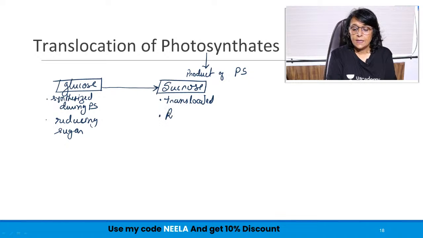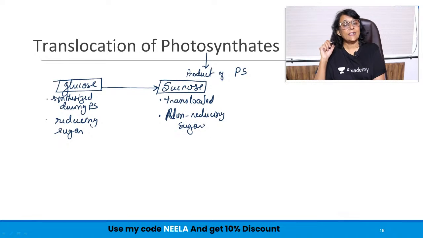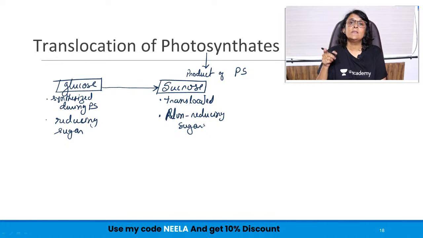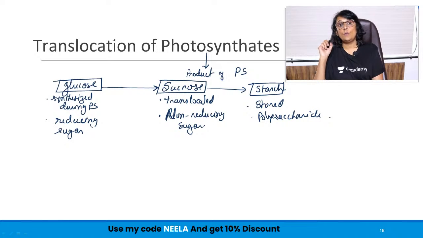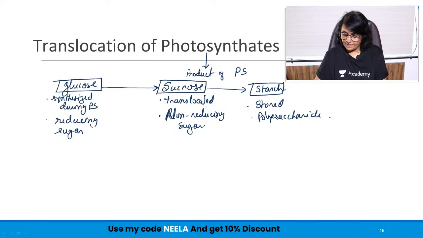and it is a non-reducing sugar. And that is why carbohydrate which is synthesized as glucose is translocated as sucrose. And then this sucrose is converted into starch and is stored. So this is stored. It is a polysaccharide. And it is always beneficial to store carbohydrates in the form of polysaccharides.